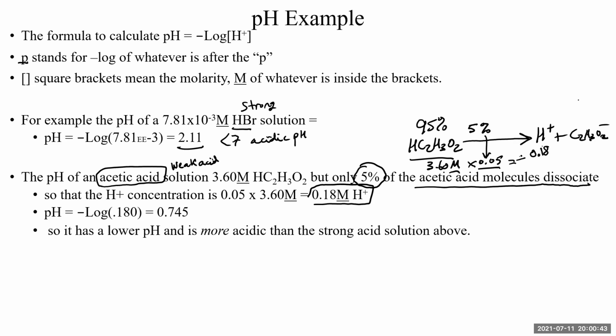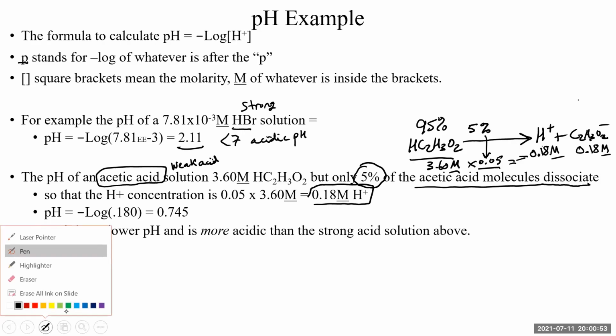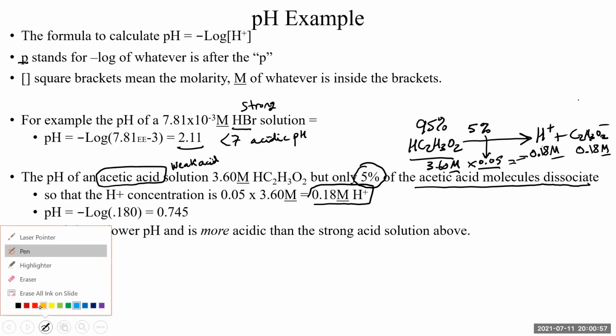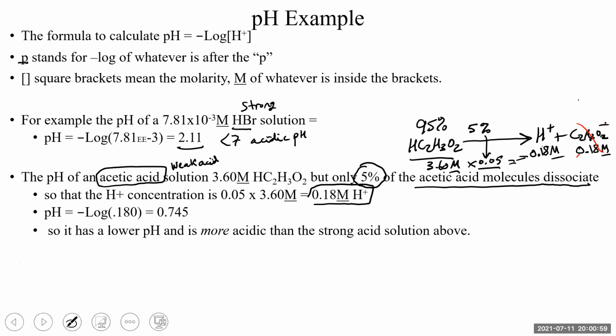So that's 0.18. By the way, that also gives me 0.18 molar acetate ions, but I don't care about acetate ions. Remember that. You don't care about anything other than hydrogen and hydroxide. This is a very narrowly focused section of chemistry where our focus is only on the stuff that affects pH, hydrogen ions and hydroxide ions.